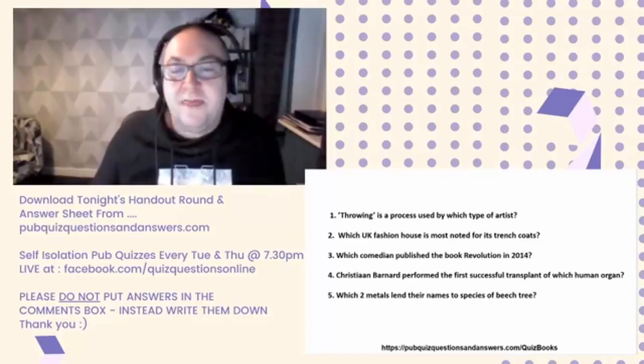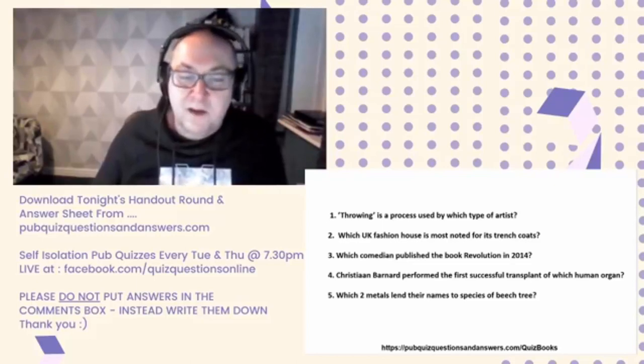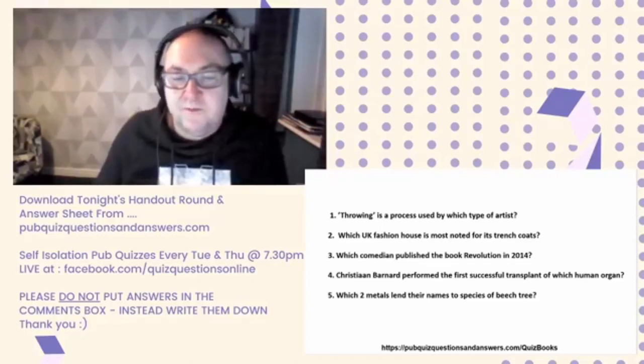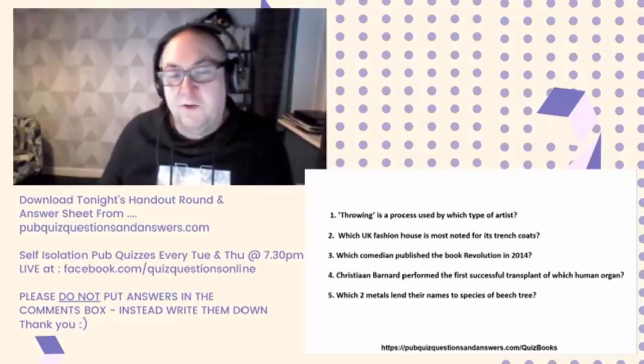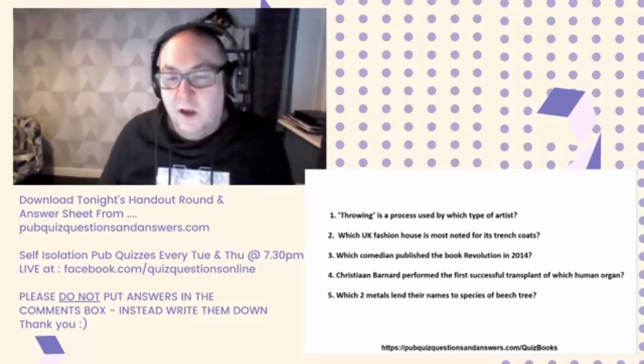41. Throwing is a process used by which type of artist? 42. Which UK fashion house is most noted for its trench coats? 43. Which comedian published the book Revolution in 2014? 44. Christian Barnard performed the first successful transplant of which human organ? And 45. Which two metals lend their name to species of beech tree?